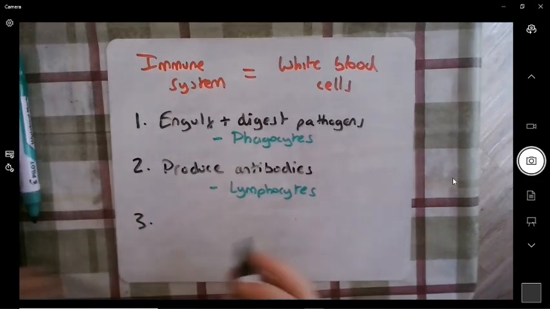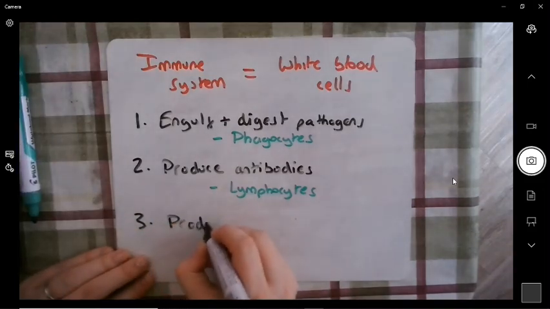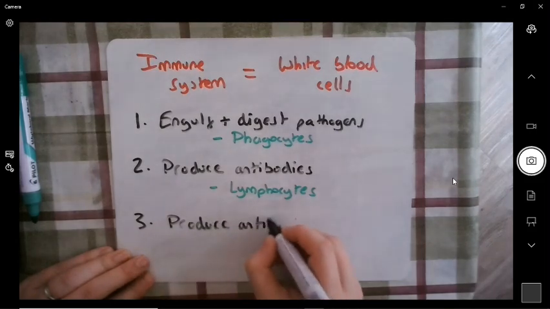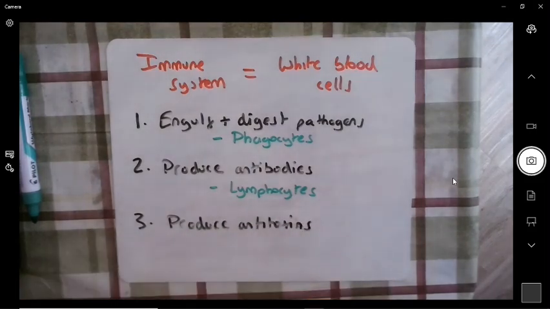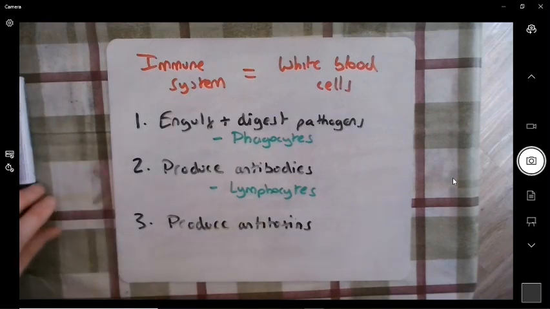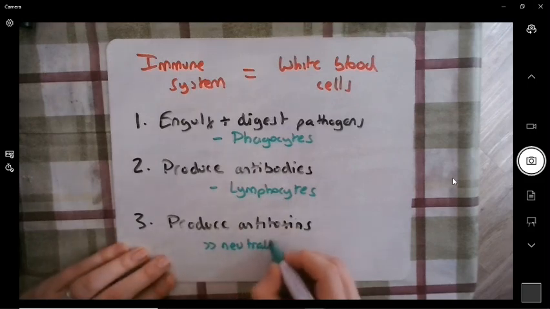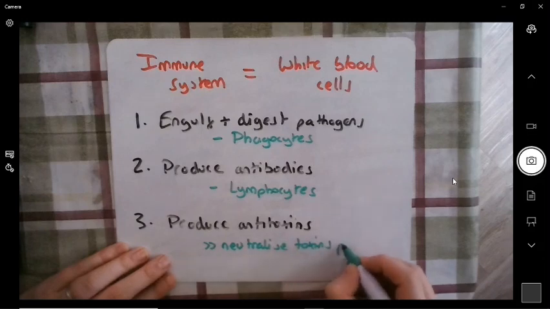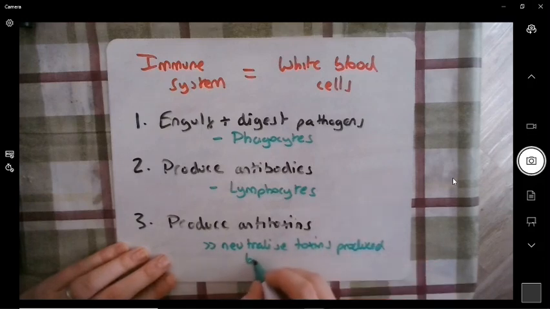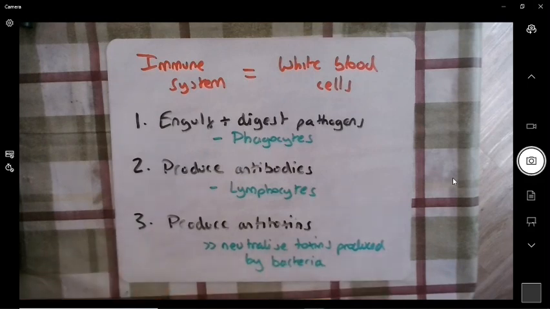The third thing a white blood cell can do is produce antitoxins. Which is obviously absolutely fab if they're trying to combat bacteria. Because if bacteria make toxins, then these antitoxins will neutralise the toxins produced by harmful bacteria. So they don't actually kill the bacteria, the antitoxins, but they do neutralise the toxin. So they'll reduce the symptoms that you have.